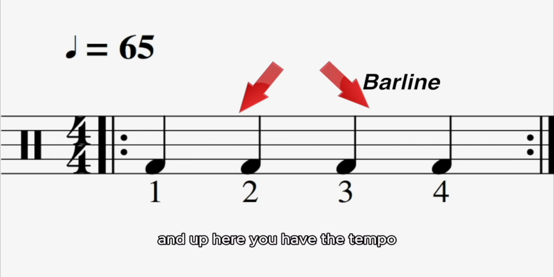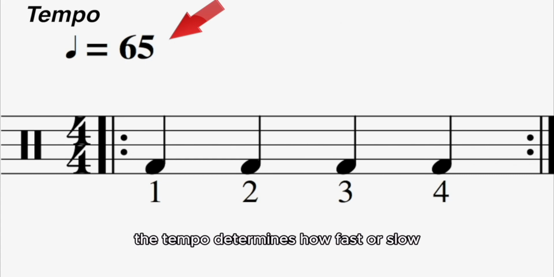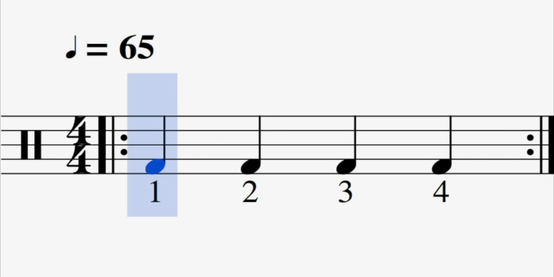And up here you have the tempo. The tempo determines how fast or slow the music should be played. In this case, the tempo is 65 beats per minute. So this is how you would count the quarter note beats. 1, 2, 3, 4. 1, 2, 3, 4.